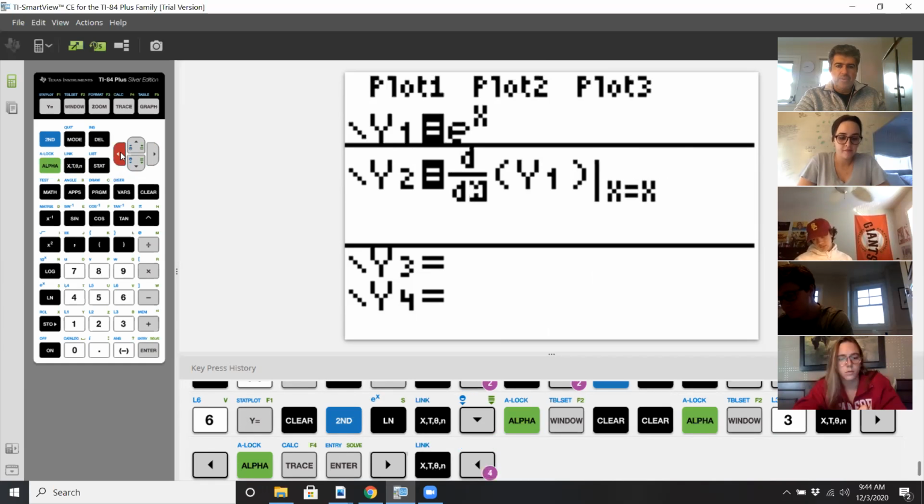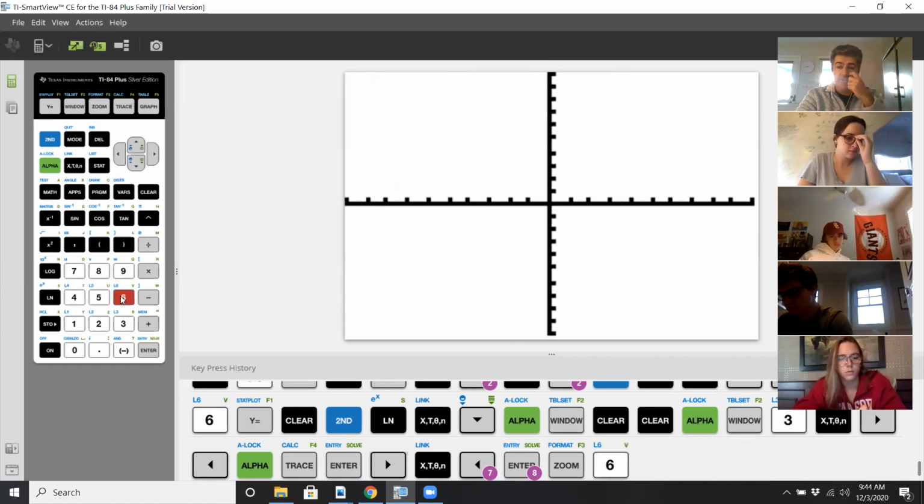And I want to make that darker. So go all the way to the left and just hit enter once. Now, if you hit it multiple times, then it changes it like this. It makes it like an inequality. Just keep hitting enter until you cycle through all the options. It also does dotted lines and then back to regular line, regular curve, and then fill in. And go zoom 6 to graph in the standard window.